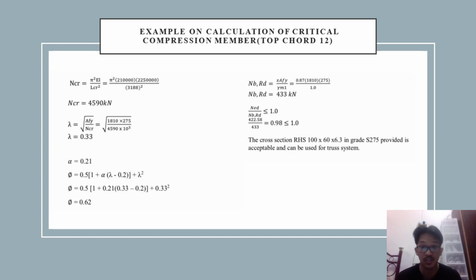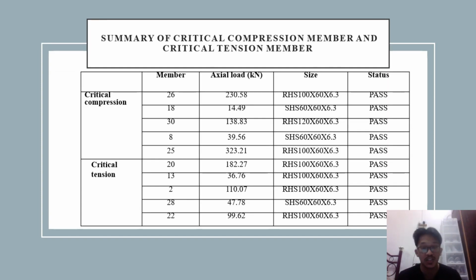So the cross section that we provided, RHS 100 times 60 times 6.3 with S275, is acceptable and can be used in truss systems. So this is the summary for the critical compression member and critical tension members calculated. All the sizes provided have a pass status.